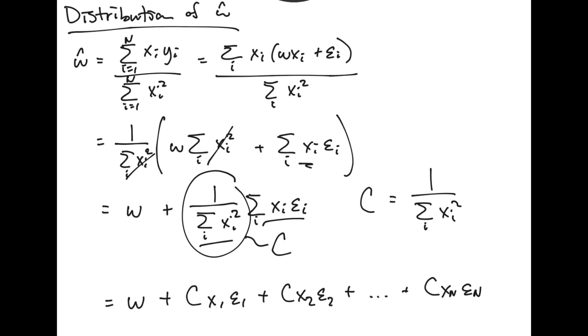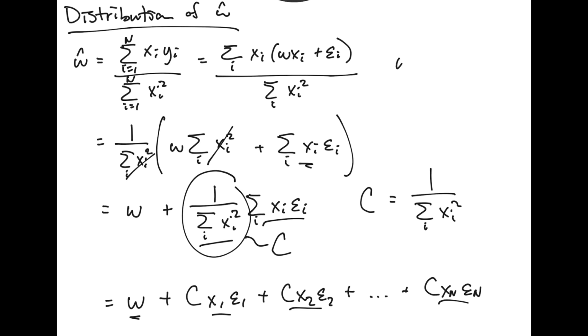So there are a few things we can see from this. The first thing we can see is the expected value of w hat is just w. So if we took the expected value of both sides, we know that the expected value of epsilon is 0. So all of these would go to 0, and you'd just be left with w. The second thing we can see is that w hat is the sum of normals. And we know from probability that the sum of normals is also normal.